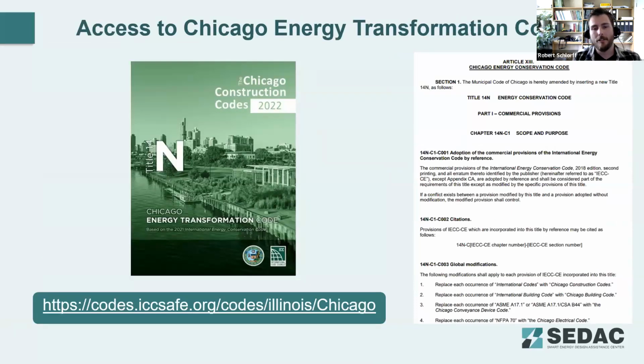Access to the Chicago Energy Transformation Code. Again, we'll point you to that same website, codes.iccsafe.org. You can look up the new 2022 Chicago Energy Transformation Code there as well, and that will have the same functionality and search features as it does with the base code. And just another point on the Chicago code, basically all of the content in today's presentation applies to the Chicago Energy Transformation Code just as it does to the IECC.